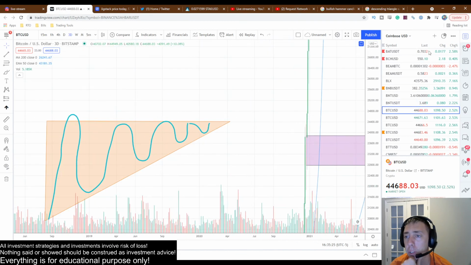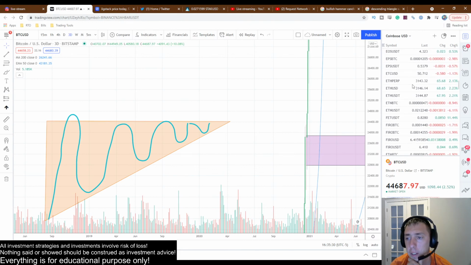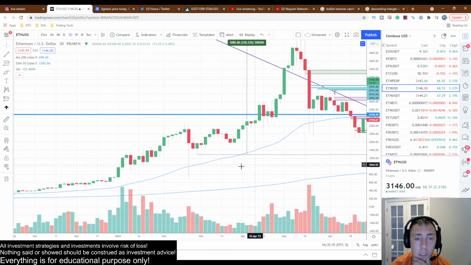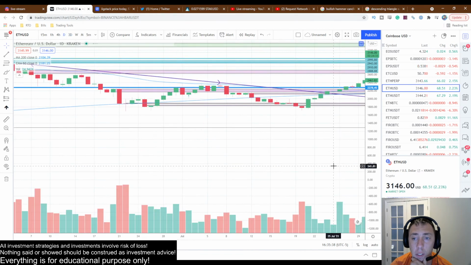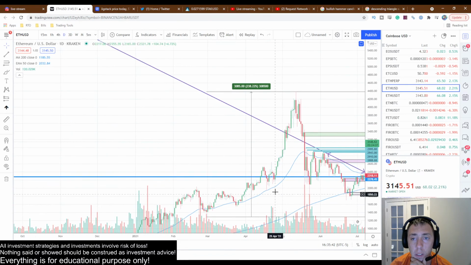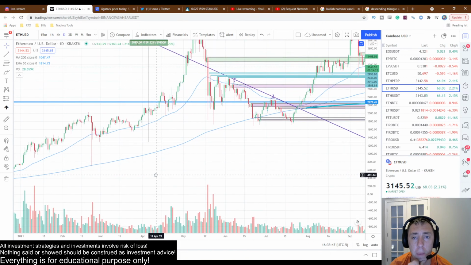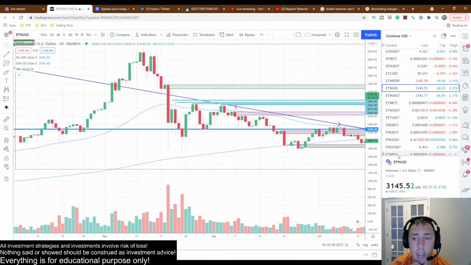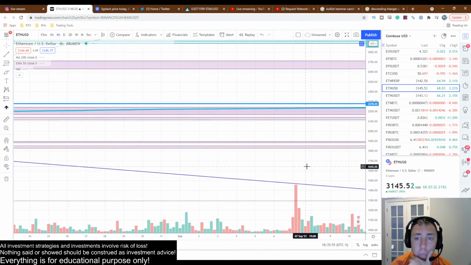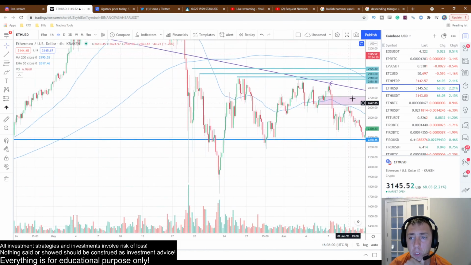Actually, I think I have a good example of an ascending triangle that busted to the downside. Give me one second, let me go find it real quick. I know there was one on Ethereum, and it happened and it busted down. I got so pissed. Oh, it's right here, isn't it? I think it's right here. Gotta go to a lower time frame. There you go, right here. Okay, look at this right here.